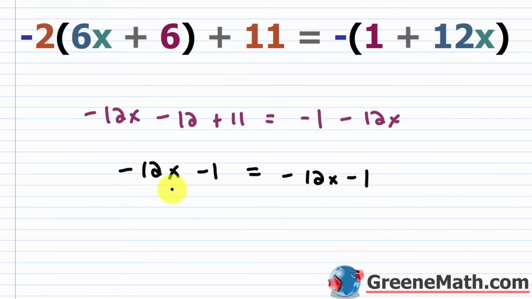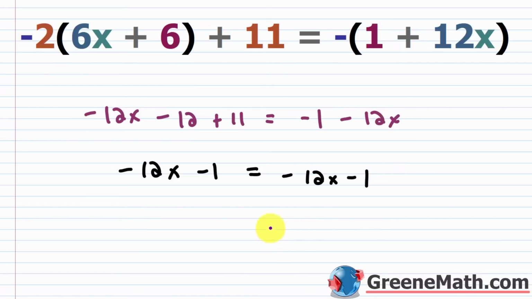So if you see the same thing on each side of the equation, you know that no matter what you plug in for x, it's always going to be true, right? Because the same thing is being done. Here, when I plug something in for x, I multiply by negative 12, and then I subtract away 1. Same thing happens over here. So it doesn't matter what the value of x is that I choose. So this is called an identity.